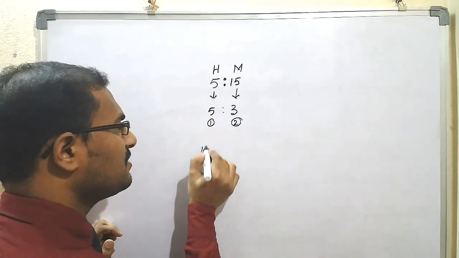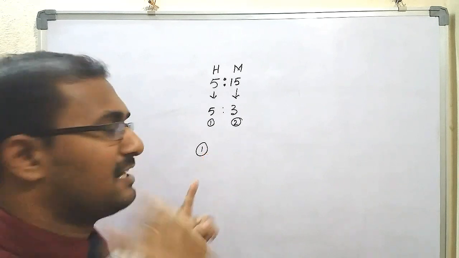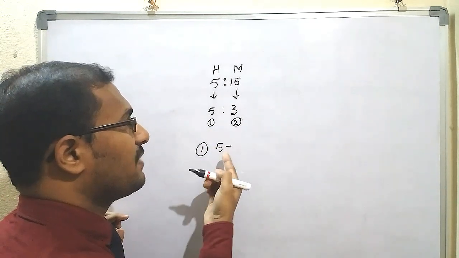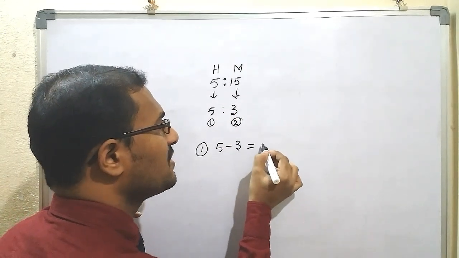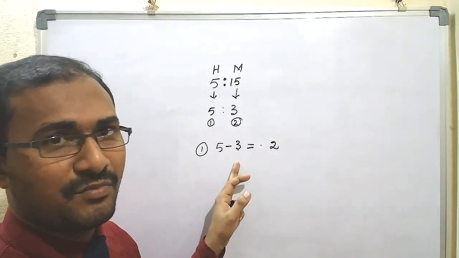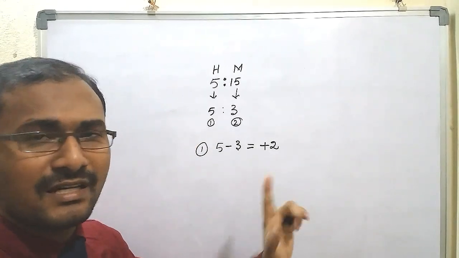Now what is step number 1? From the first number you have to subtract the second number. What is the first number? 5. From 5 you have to subtract 3, the second number. What is the value? It is 2. Here the sign is also very important. What is the sign here? Plus or minus? It is plus. Step number 1 is completed.